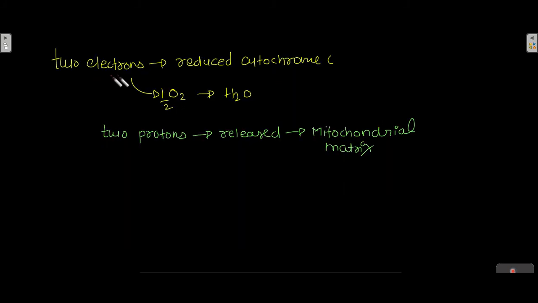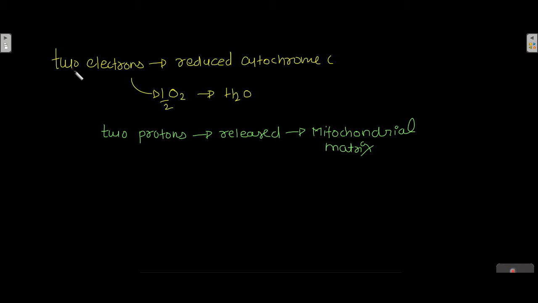Now, two electrons are sequentially released from the reduced cytochrome C, and these 2 electrons reduce your molecular oxygen, which is represented as half O2, which means O, because the 2 cancel each other. We represent this by convention. After the reduction of this molecular oxygen, you get water. And when this is happening, simultaneously, 2 protons are also released from the mitochondrial matrix, and they go into the intermembrane space, and the proton gradient is created. That's how.